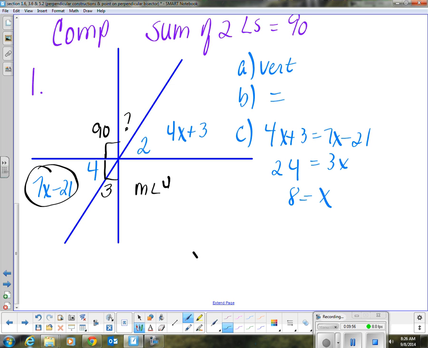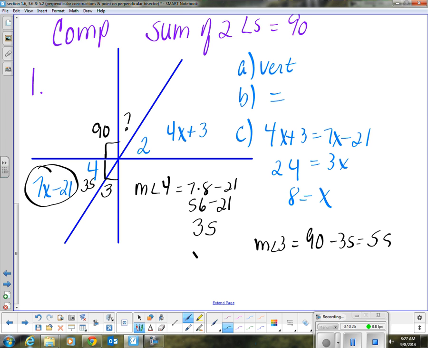So measure of angle 4 is going to be 7 times 8 minus 21. They are, but I have to find 4 to get 3. Okay, so 56 subtract 21 is going to be 35. So now if 4 is 35, how do we find the measure of angle 3? So we're going to say 90 minus 35, and that's where we got 55. Well, I can't say that because it could be a supplementary relationship. At which point you might have to subtract from 180. Unless it's that. Right. All right.